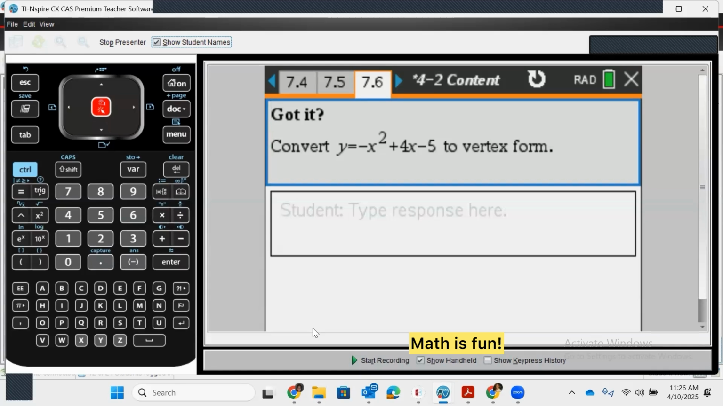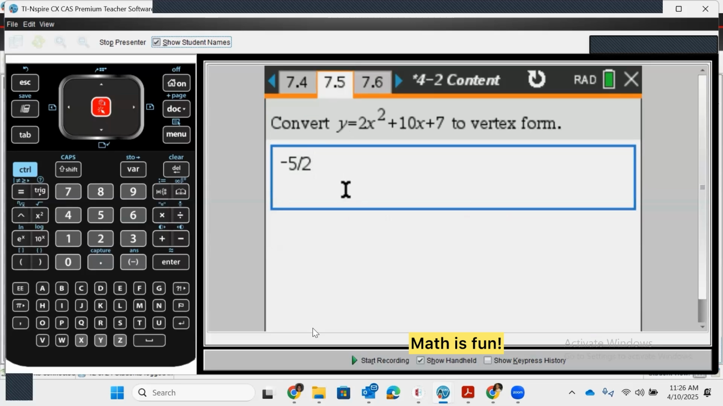Okay, so we have now the vertex. Yes, we have the x value, which is negative 5 over 2, comma 7. Right? Now, how do we write that in the vertex form? y equals a times x minus h squared plus k, right? So this is h and this is k. So you just need to replace the numbers into this form.